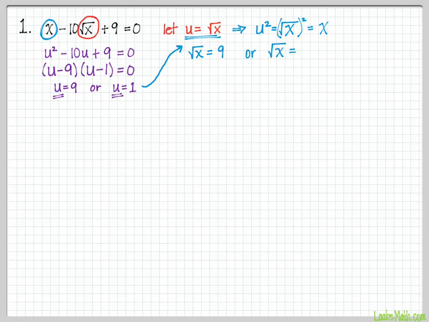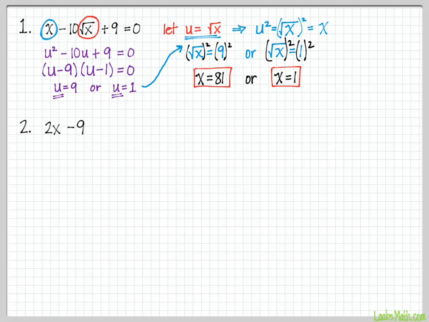And so instead of u equals 9, I have the square root of x equals 9, or I have the square root of x equals 1. To solve that, I would square both sides and get x equals 81, or I square both sides and I get x equals 1. And the final answer are those two solutions.